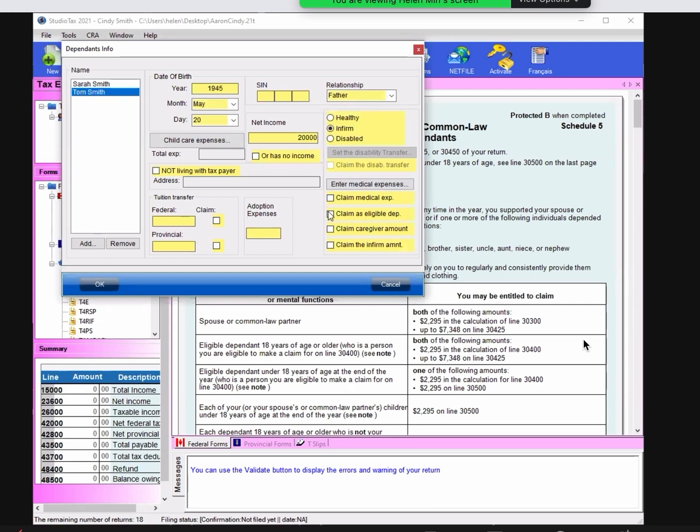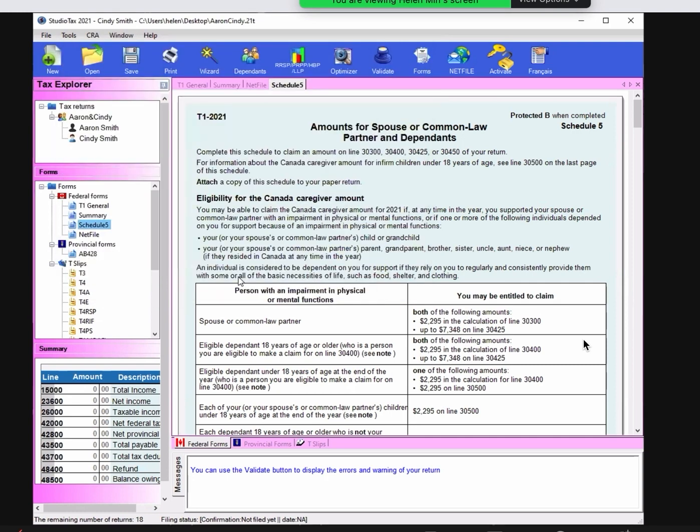I unchecked that box. It's only put here. That's the information here. As long as you unchecked, that means you're not claiming that, then Cindy is not claiming that. Why is Cindy not claiming? Because if Cindy's income is too low, she loses. If Cindy can claim that, then Cindy might lose this credit.